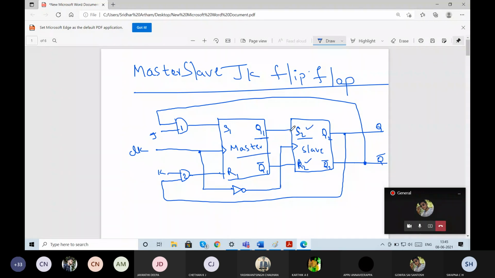So whatever values the master has, those will be carried forward by the slave. Listen to this statement once again: whatever values the master is holding, those values will be carried forward by the slave. Let me consider I have 0, 1 here. Then the output of the slave will also be 0, 1. Whatever values the master is holding, the slave will also hold the same values. Is it clear? Yes, ma'am. We'll see the working so that it becomes more clear to you.